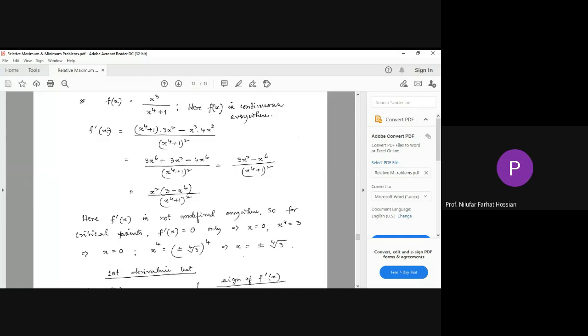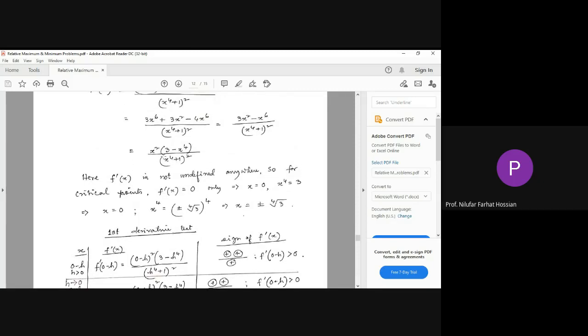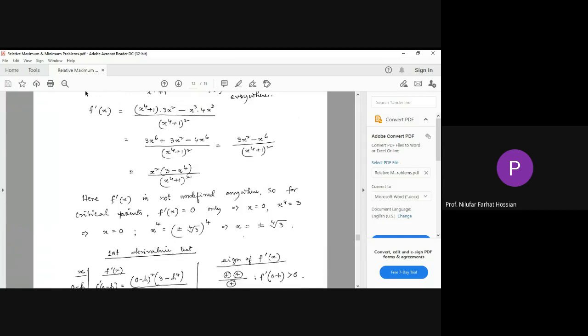Okay, let us find the derivative. x to the power 4 plus 1 whole square, x to the power 4 plus 1 into d/dx of x cube, 3x square, then minus x cube into d/dx of this. So x cube into 4x cube, right? Now do this simple algebra, multiplication and subtraction, addition. Finally, you are getting this. So here you see, you can take x square common. So x square into 3 minus x to the power 4, divided by this. So you see f prime x exists everywhere because there is no point where f prime x is undefined.